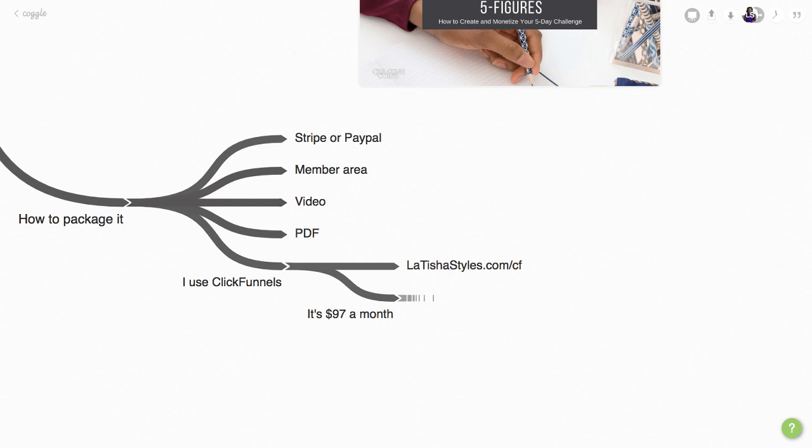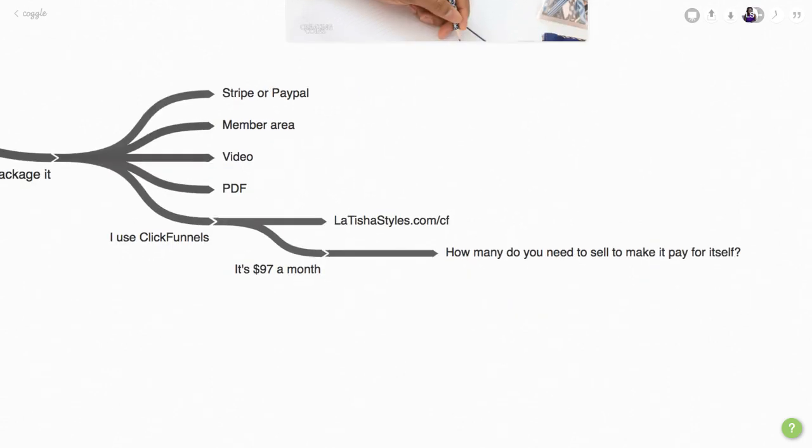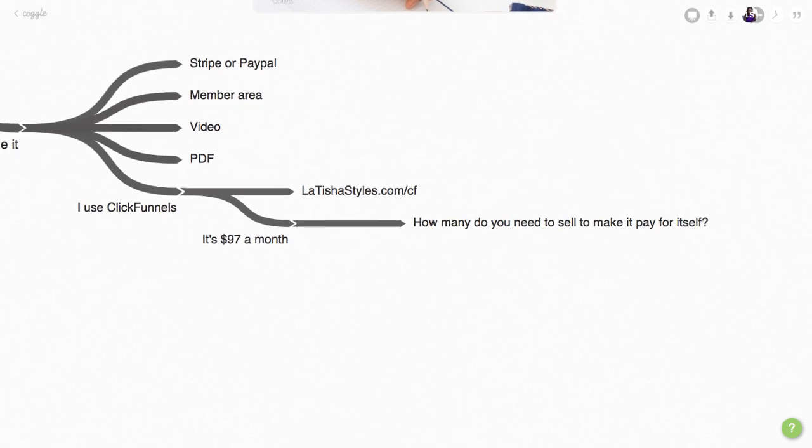ClickFunnels for the base program is $97 a month. But here's why I believe that's worth it. It's worth it because, number one, you only need to sell a few of your lower ticket items in order to make it pay for itself. Let's say that you were spending $97 a month on ads and your low ticket offer was $97. And you made one sale at $97, well, you break even, right? But if you made two sales, well, now you cover your ad spend plus the ClickFunnels account.